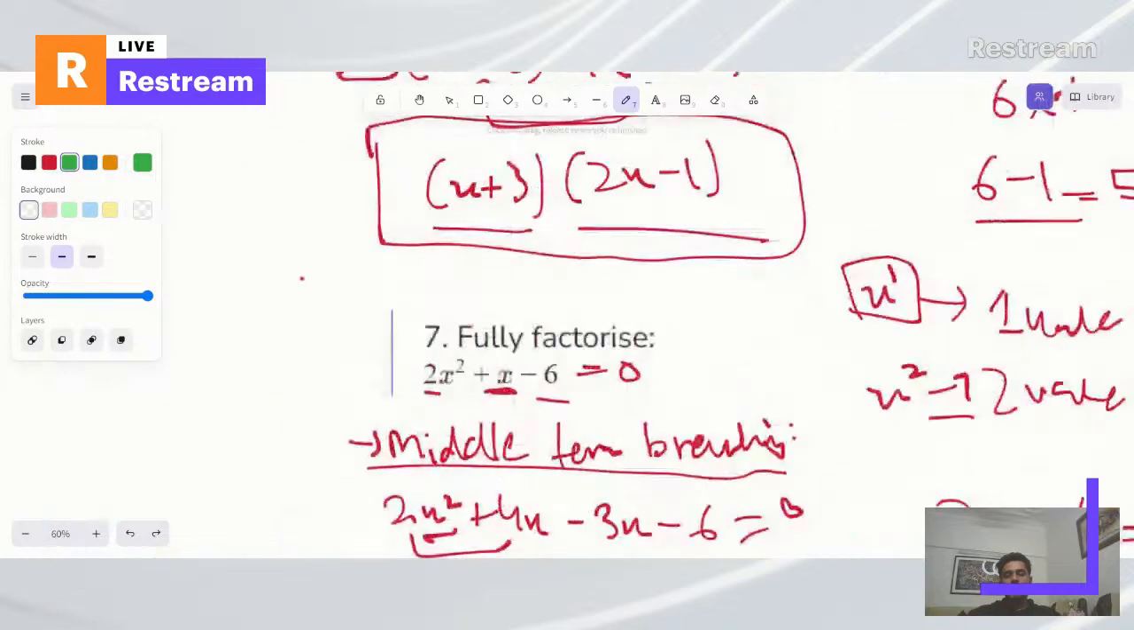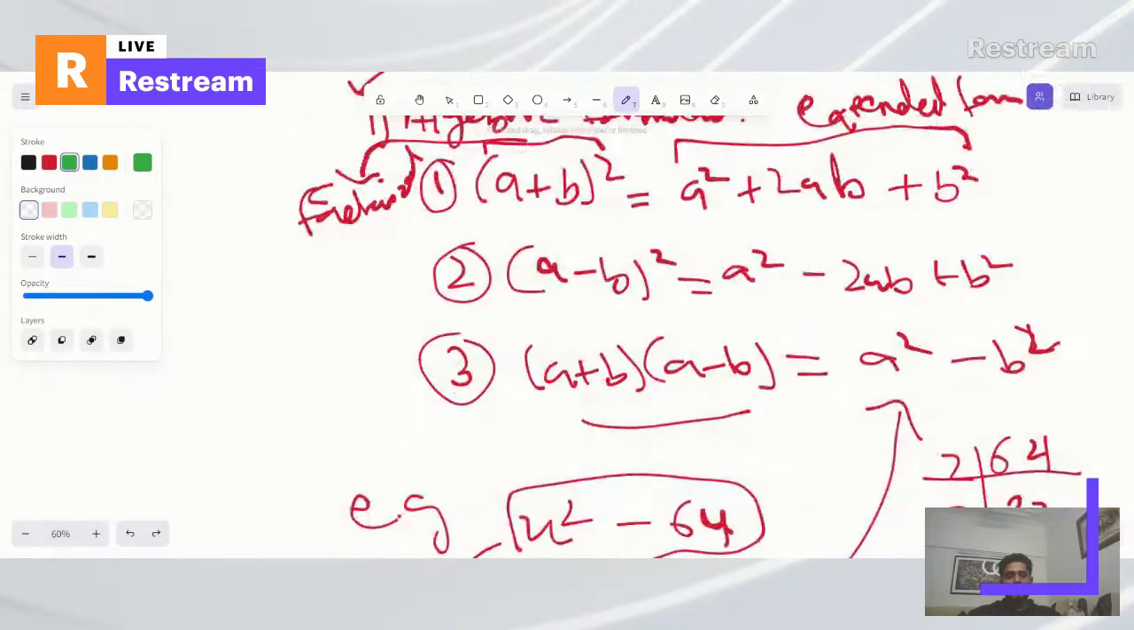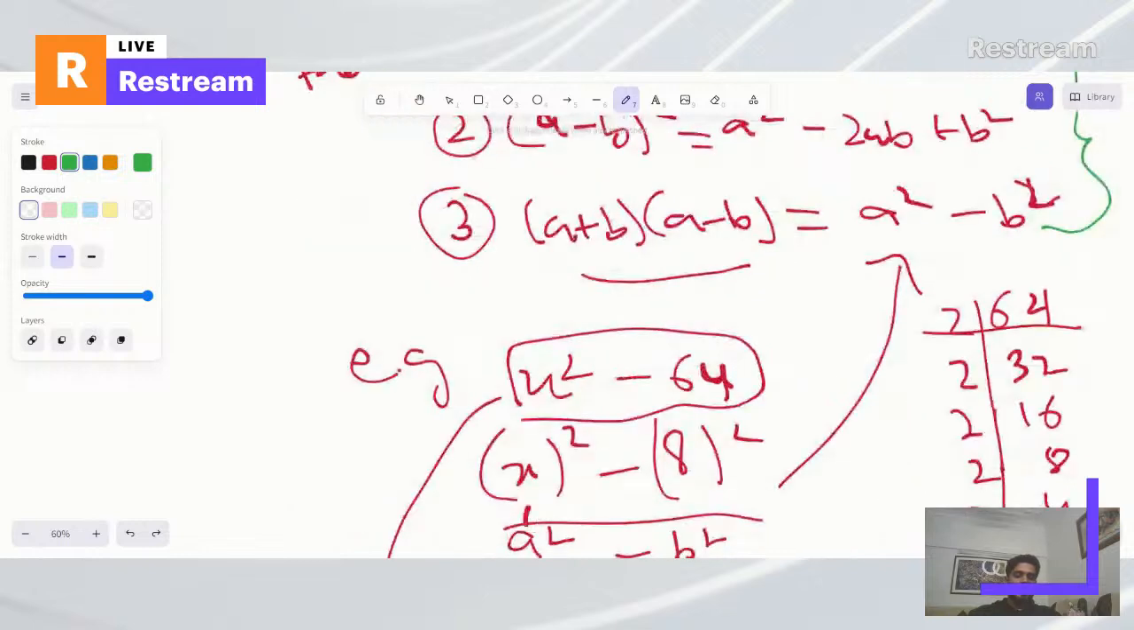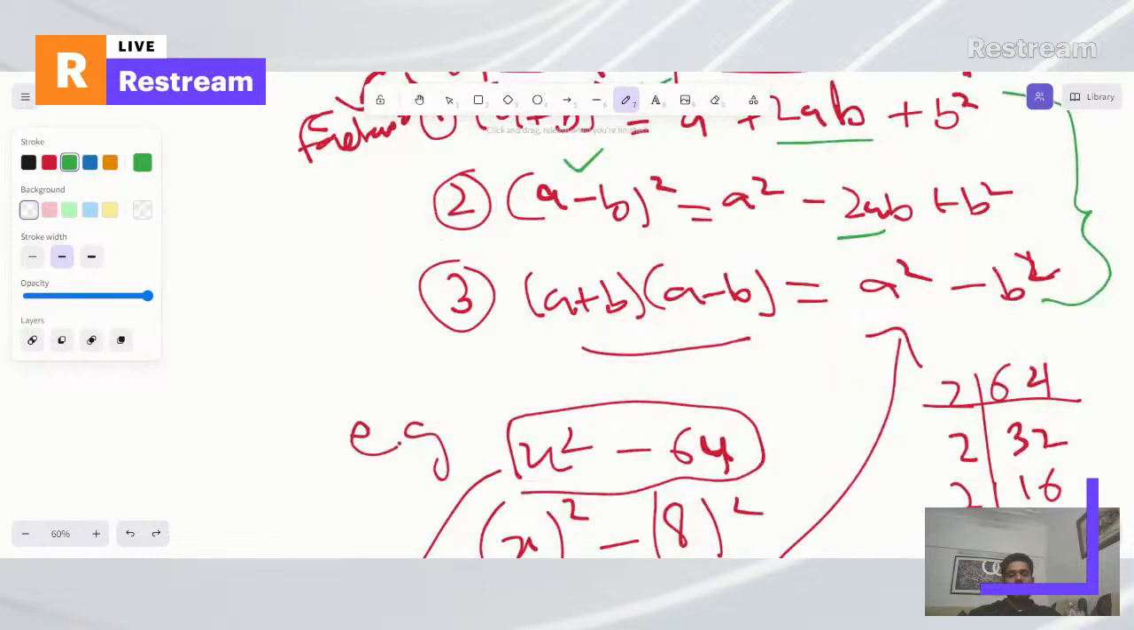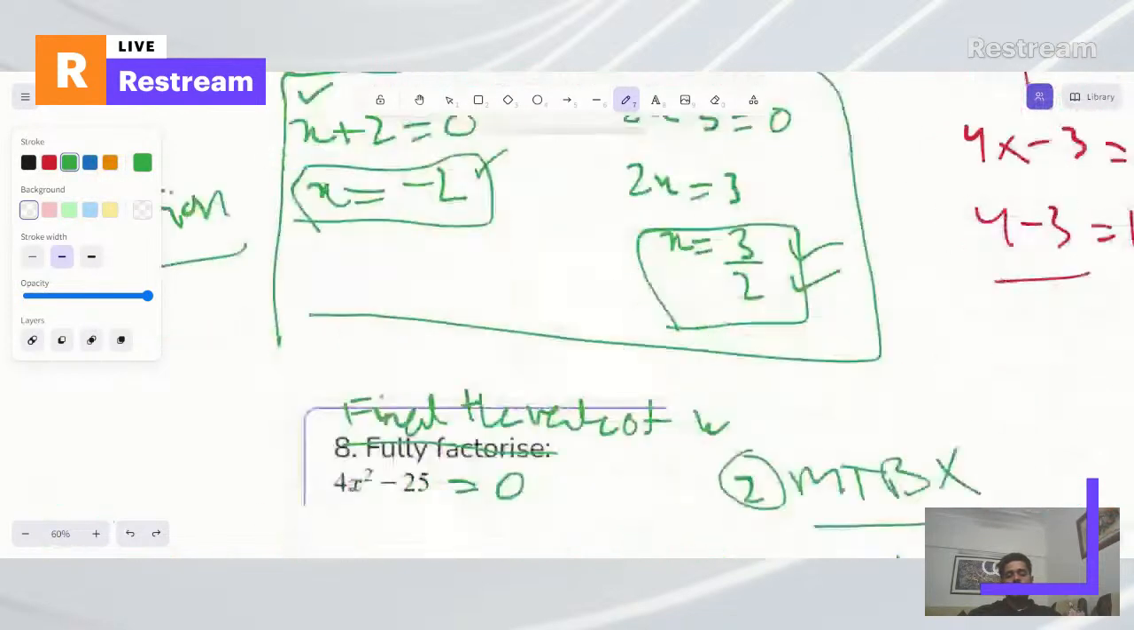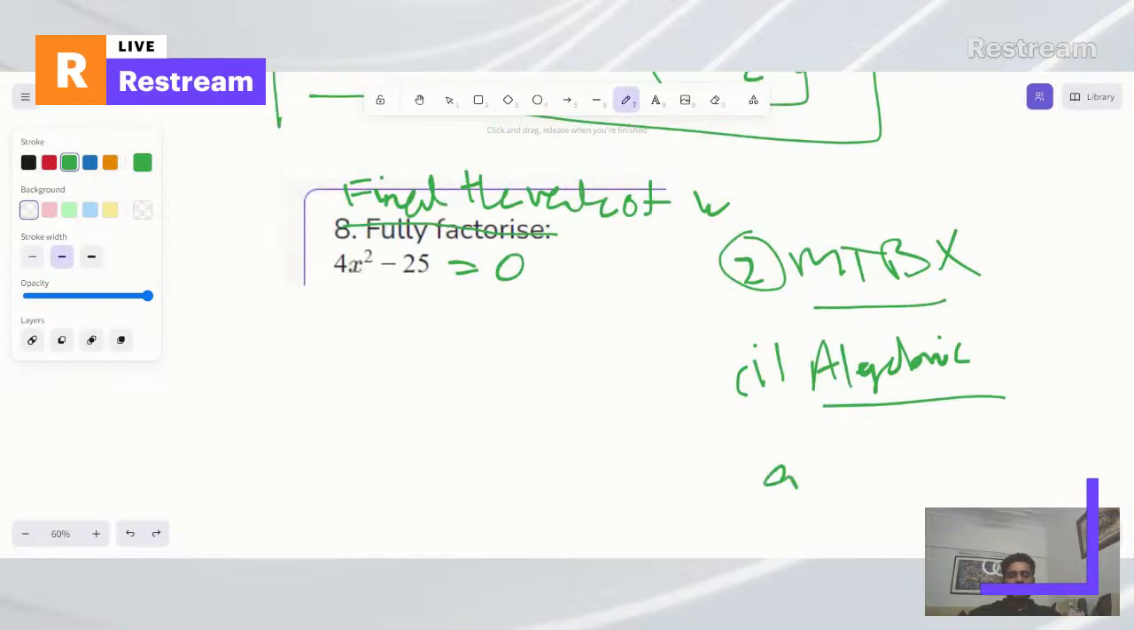So this was the list of algebraic formulas, right? Which one do we apply over here? We cannot apply these two because they require a middle term and it does not have a middle term. So it can only be option 3. The algebraic formula says a square minus b square, right? So how do I make this equation an a square minus b square?